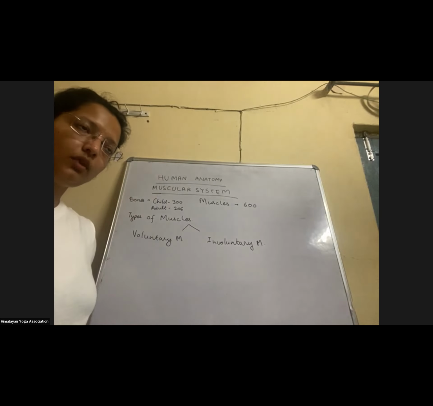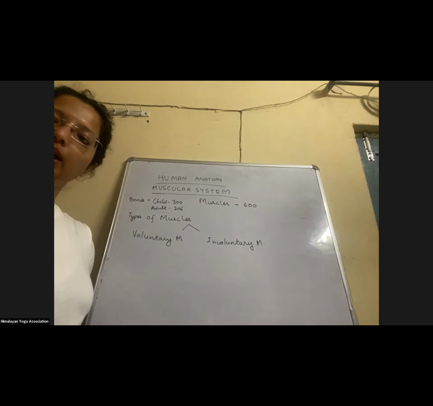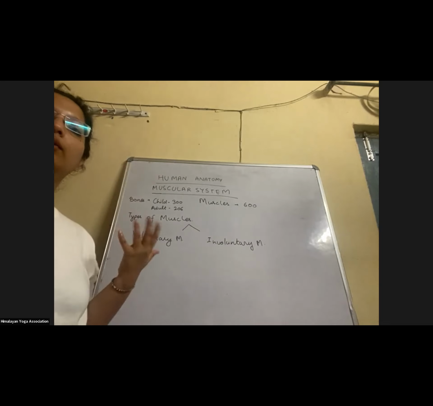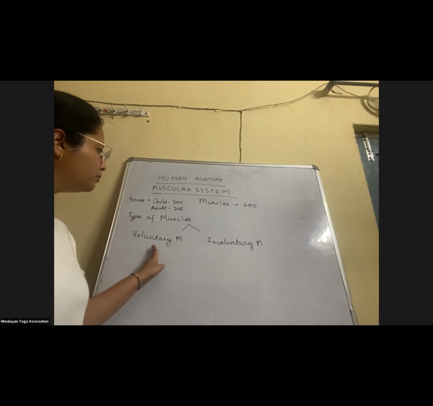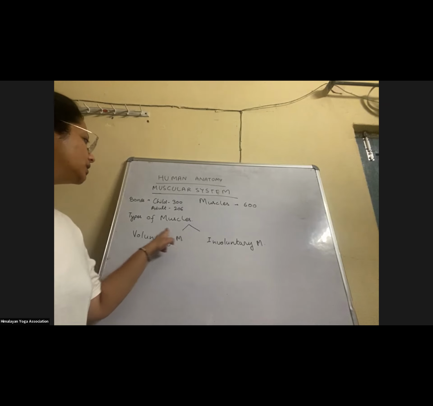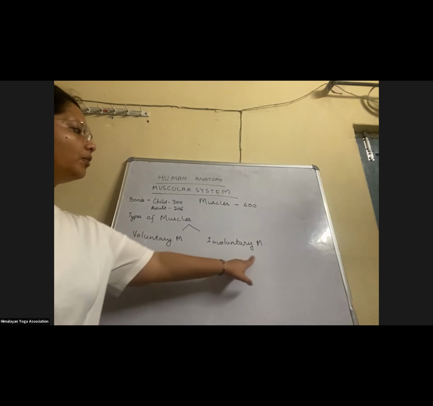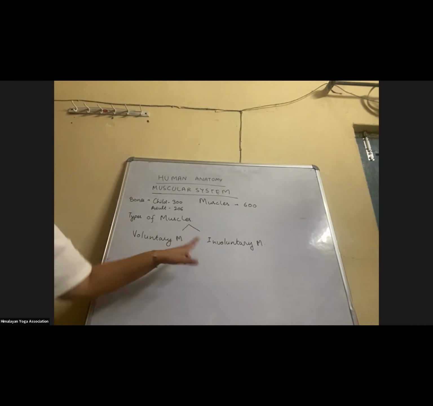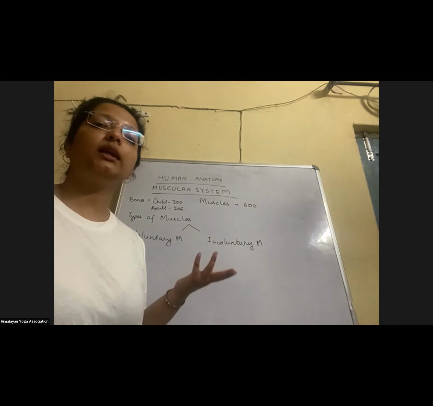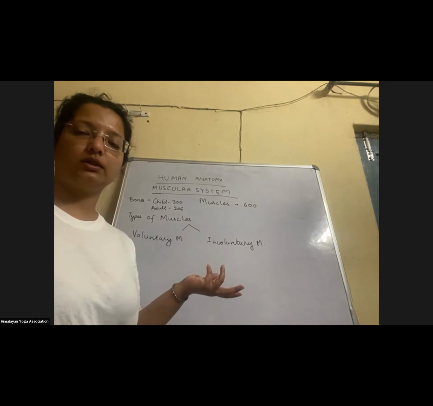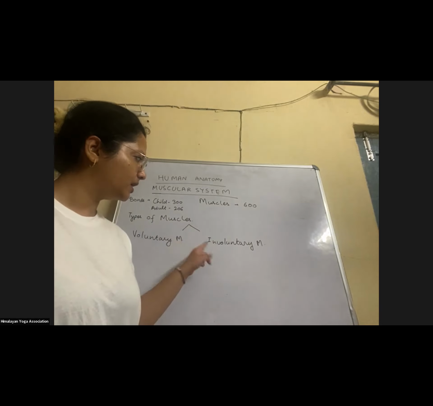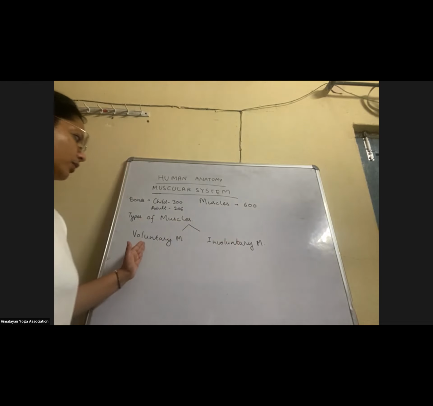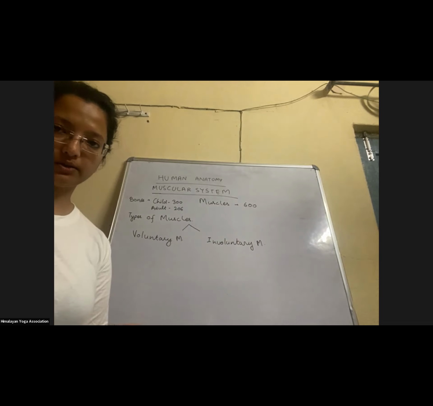Voluntary muscles are those muscles which, if I want to move them, I can move them. It depends on me what I want to do. If I can move them at my wish, then they are called voluntary muscles. Involuntary muscles are those muscles over which I have no control. They will keep working as they want, how they have been doing all these years. Those are involuntary muscles, and voluntary muscles are those which I can move as I want.